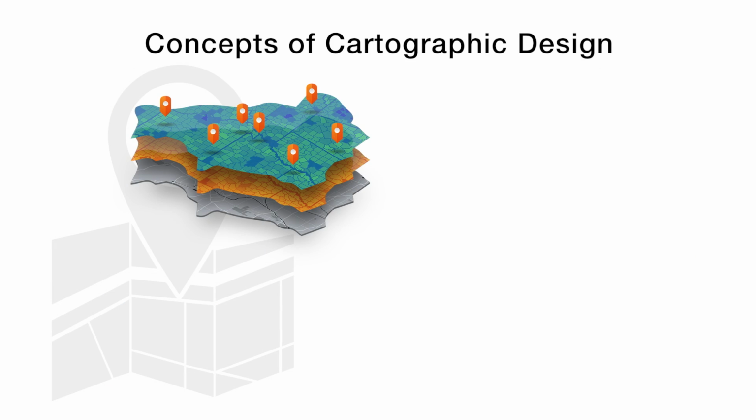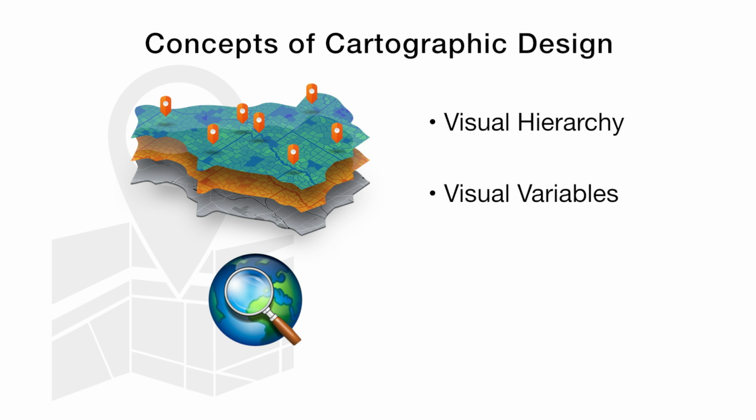In this module, I will present two basic concepts of cartographic design: visual hierarchy and visual variables. I will then introduce two cartographic tools in ArcMap, the Symbology tab and Layout mode. While this video series is by no means a comprehensive overview of the field of cartography, it is designed to help you learn more about cartography by creating your own maps.